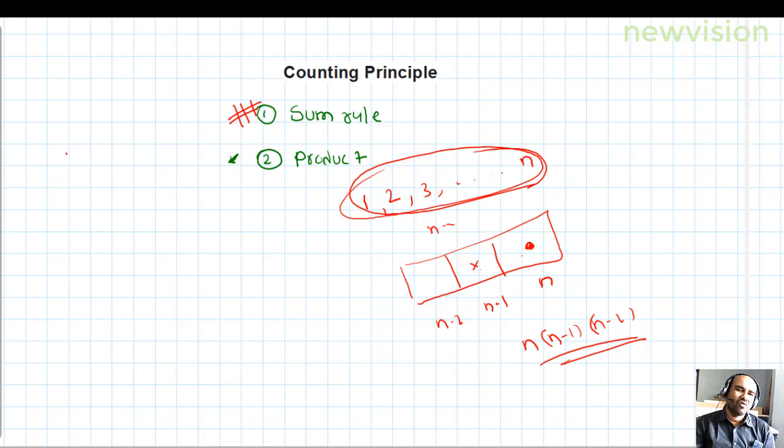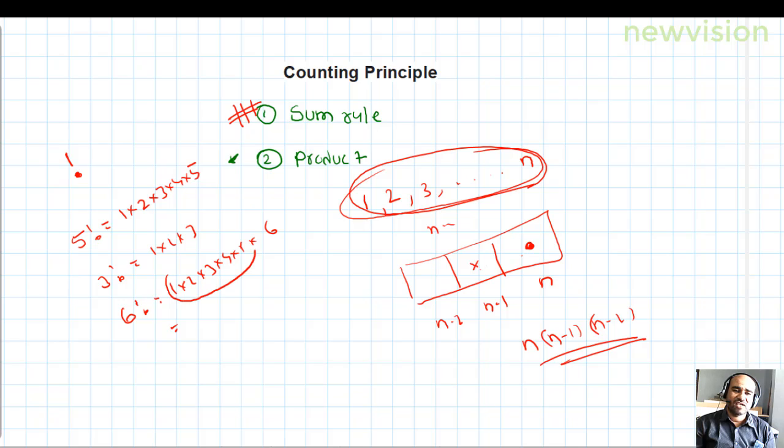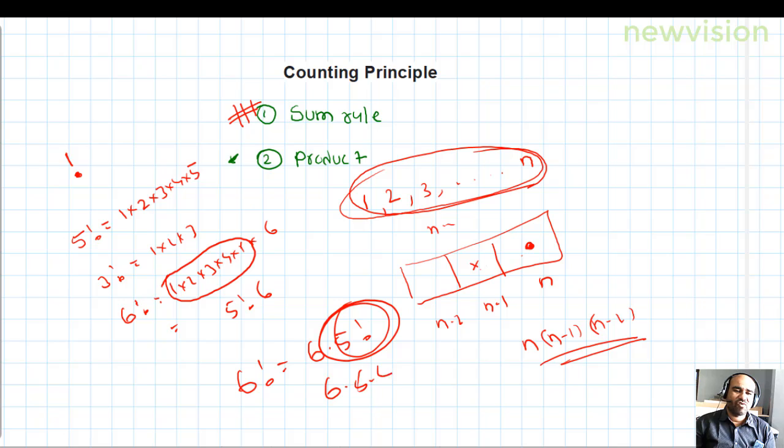One more important thing: factorial notation. What is the meaning of factorial? 5 factorial means the product of the first 5 consecutive natural numbers. 3 factorial means the product of 3 consecutive natural numbers. 6 factorial means the continued product of the first 6 natural numbers: 1 into 2 into 3 into 4 into 5 into 6. So 6 factorial is nothing but 5 factorial into 6, which means 6 factorial can be written as 6 into 5 factorial. Similarly 5 factorial is sometimes written as 5 into 4 factorial. Understood?